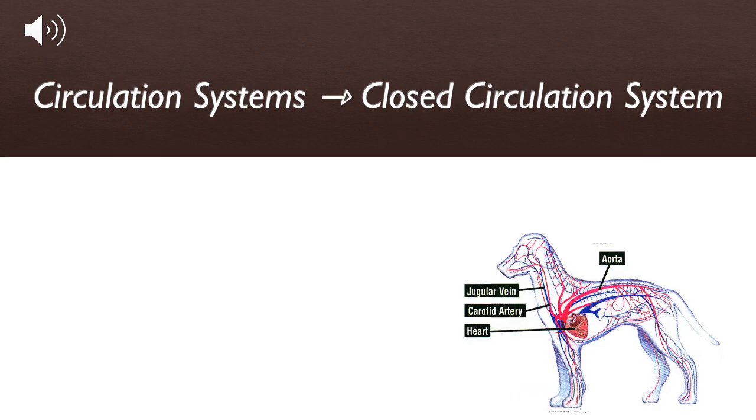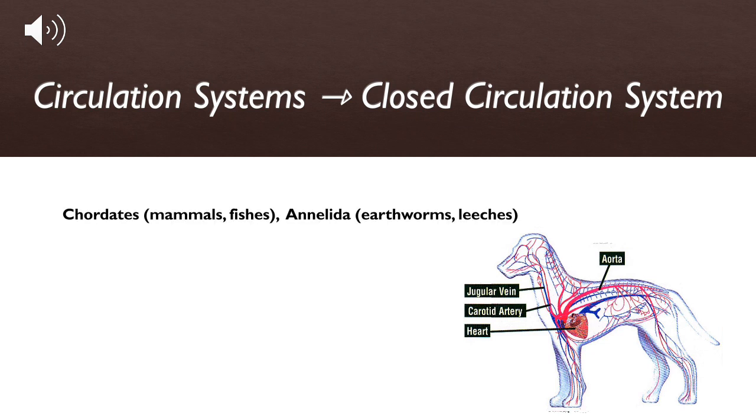All right, lastly, let's look at the closed circulation system. This is the system you're likely most familiar with because it is the system that human beings have. Other organisms that have a closed circulation system include chordates, so mammals, fishes, anything that has a spinal cord is considered a chordate. Also, this group called Annelida, so that includes earthworms and leeches. They have this closed circulatory system.